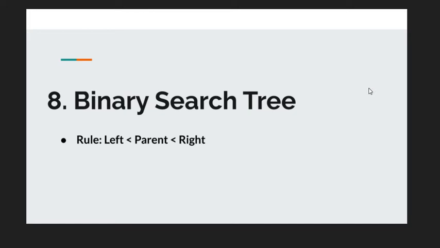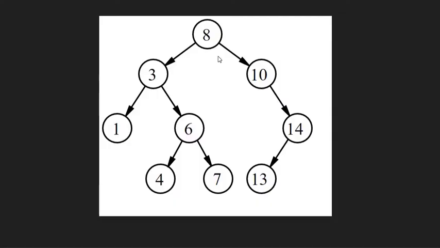In binary search tree we have a very simple rule: the left node is always smaller than the parent and the right node is always greater than the parent. So let me show you an example. So this is a binary search tree. We have 8. So 8 is greater than the left node and smaller than the right node.